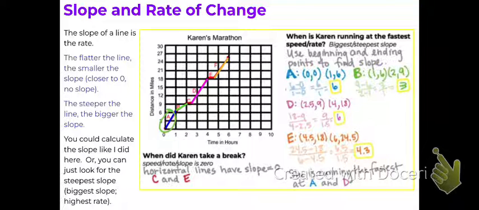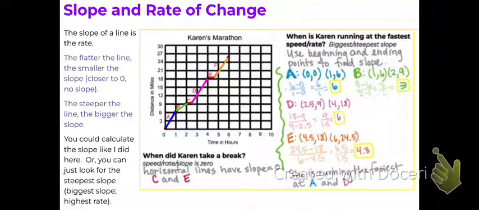That is steepest. If you're not sure, you can use the slope formula and find the difference between the y's and divide it by the difference between the x's. That's what I did over here. But often on graphs like this, you can look at it and visually see when the slope is the highest, the steepest.